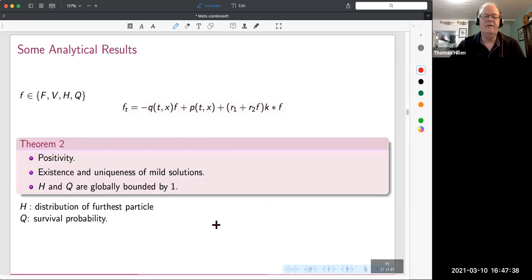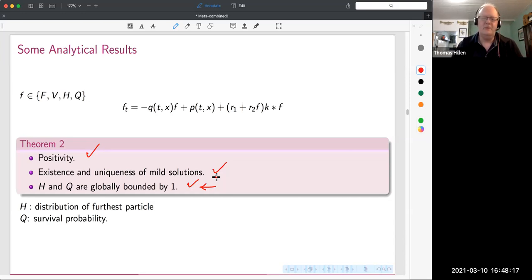Okay, so then we looked at this model, and so we could show positivity, existence, uniqueness of mild solutions, and then also H and Q are globally bounded by 1. And this last item here, I found this an interesting question, and I'm sure the PDE guys in the audience will find this interesting too, because my collaborator Chris said, Q, for example, the survival probability has to be bounded by 1 because it comes from a stochastic process.